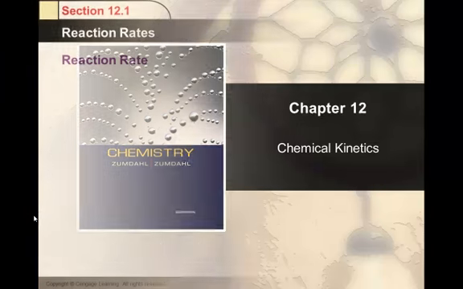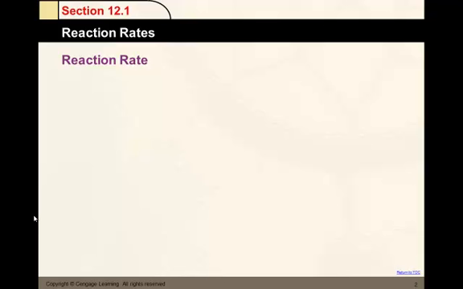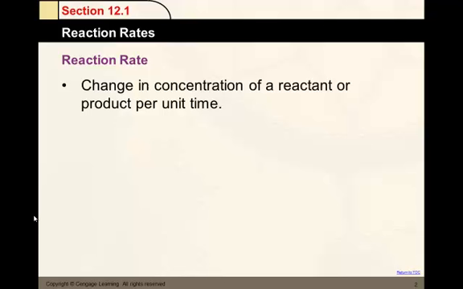Chemical kinetics. Chemical kinetics is an important topic in chemistry because oftentimes the chemist wants to know how quickly a reaction is going to proceed. And knowing the rate of reaction is an important thing. The reaction rate is a change in concentration of a reactant or product per unit time.